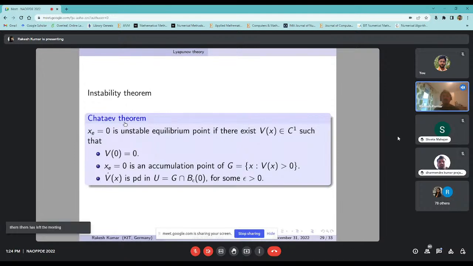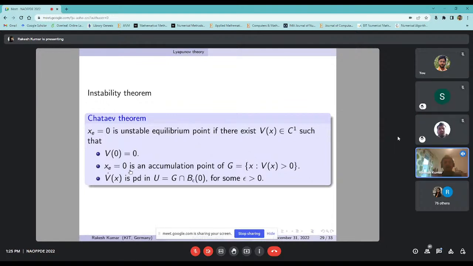Suppose we are not able to find a Lyapunov function for a particular differential equation. To show that the given equilibrium point is unstable, using a Lyapunov function we can only talk about stability, not instability. Only stability, exponential stability, and asymptotic stability.